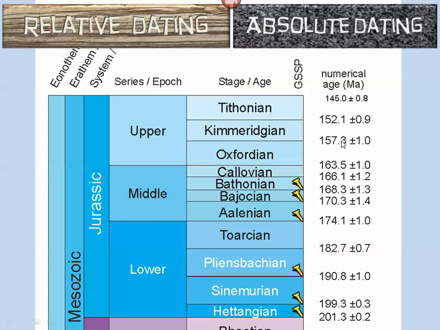So like here, sorry, 157.3 million years ago, plus or minus 1 million years. That's about the accuracy of the absolute dating that we're able to nail down. So we know that, for instance, if something lived during the Oxfordian period, a fossil say that lived during this period, it must be between 157 and 163 million years old, I should say.